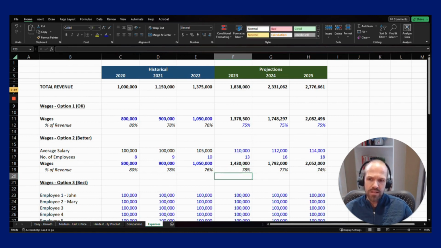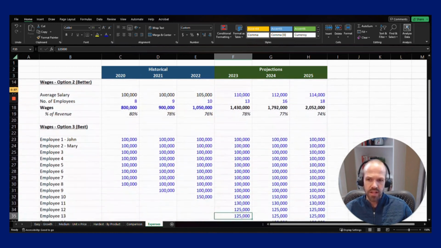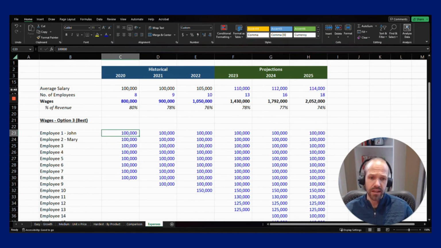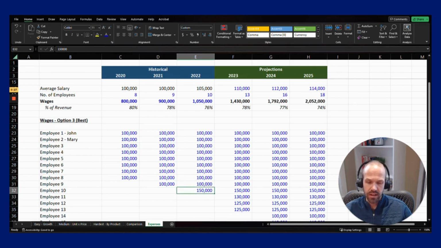The best option in my mind is actually laying out on a per employee basis. So you can see here, employee 1, employee 2, and you can put names next to them or titles next to them. And then for simplicity, I've just shown here the historical positions, so there's 8 positions here for a total of 800,000, assuming everyone gets paid the same. In 2021, you add another position, that's the extra 100,000 there. And in 2022, you add another position and it's 150,000 instead of the 100,000. So to get you to that 1,050,000 of total expense.